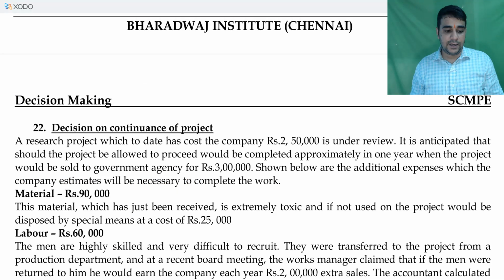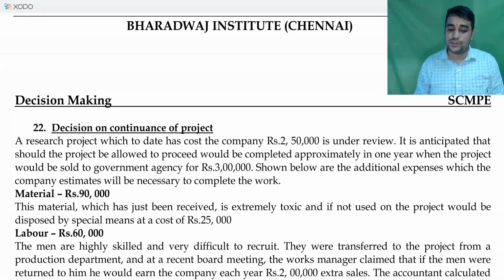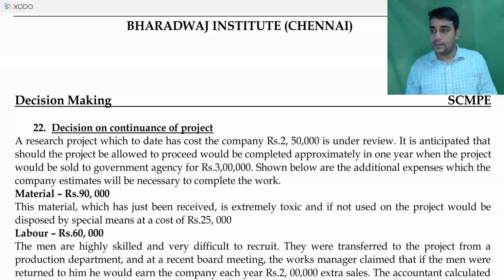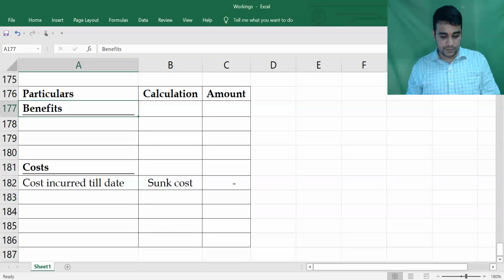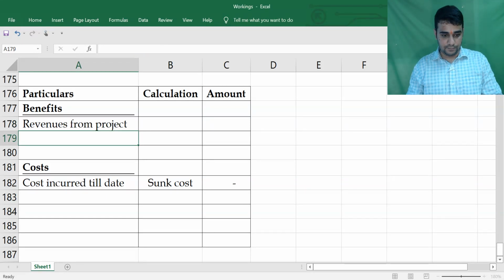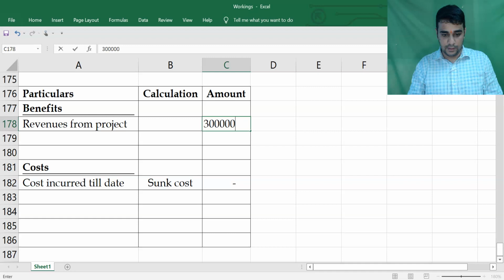This is already incurred by the company. It is anticipated that should the project be allowed to proceed, it would be completed approximately in 1 year, when the project would be sold to a government agency for 3 lakhs. So revenue from project: 3 lakhs.